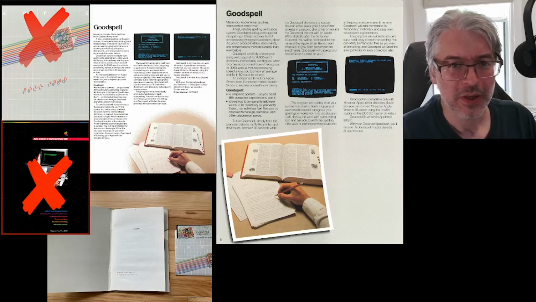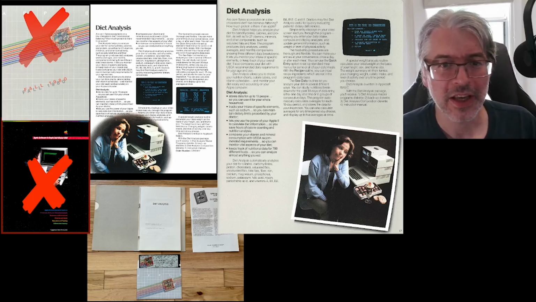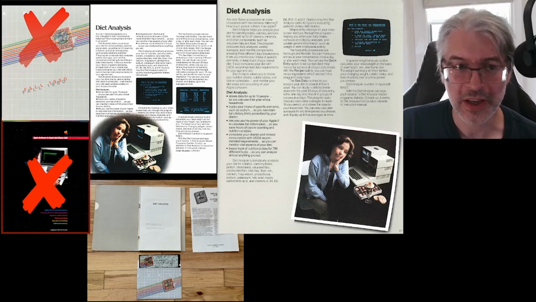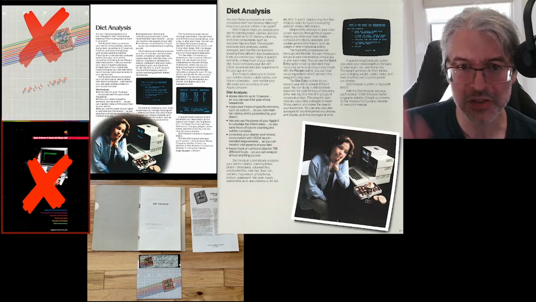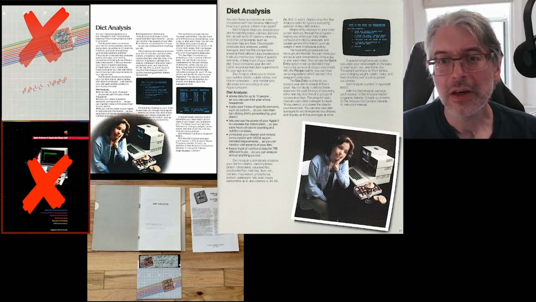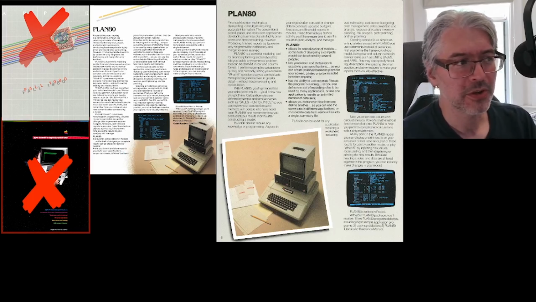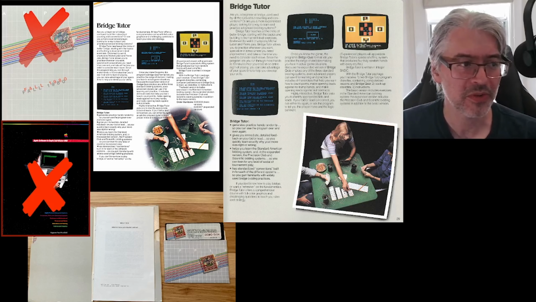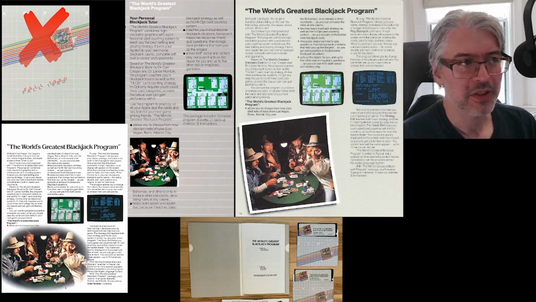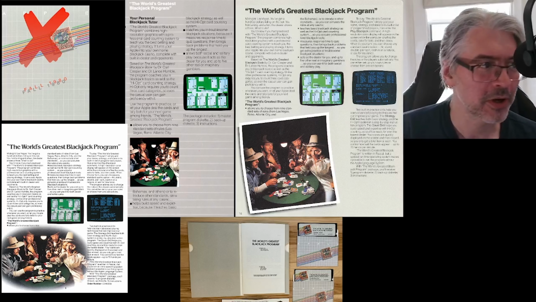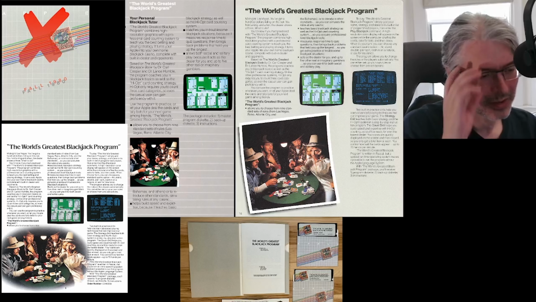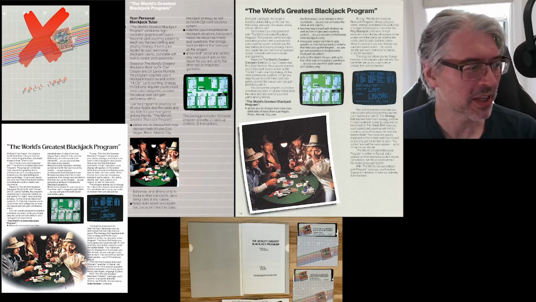Good spell. So this one, diet analysis, again, I've got X's by the catalogs it was not in, right? So it wasn't in the first one, it wasn't in the last one. Plan 80, Bridge Tutor. Bridge Tutor came in two types, sort of a simple and a complex one. The world's greatest blackjack program. A very humble name.